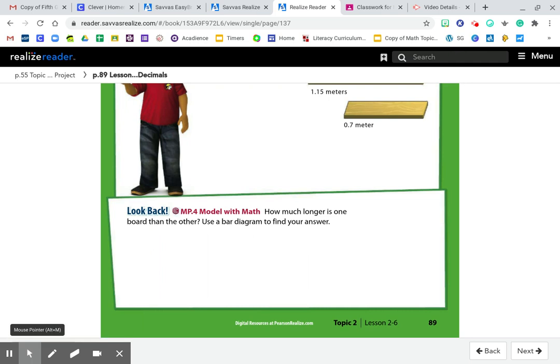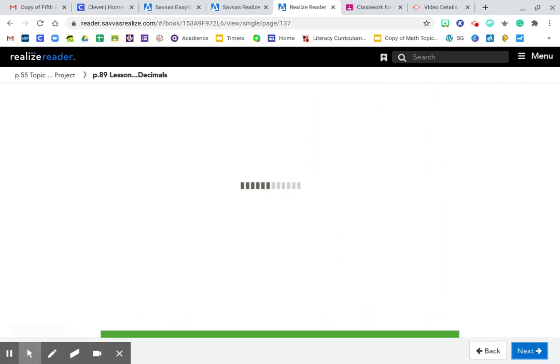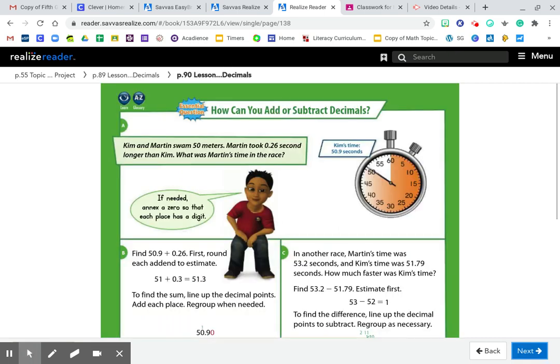So how much longer is one board than the other? Use a bar diagram, which we just did. All right, how can you add or subtract decimals? Kim and Martin swam 50 meters. Martin took 26 hundredths of a second longer than Kim. What was Martin's time in the race? If needed, annex a zero so that each place has a digit.